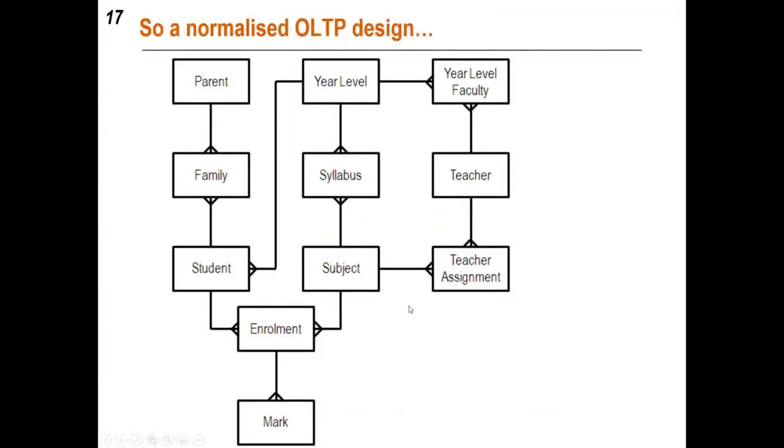So in a normal transaction processing system, we may have designed our entity relationship diagram something like this. Now, this is a typical example. If you go through this entity relationship diagram, you can see the parents are related with the families, and then each family has students. Students are enrolled in subjects. Subjects have different syllabi, and different teachers are teaching these different subjects. And then once they enroll, it looks like we need to record the marks, right?